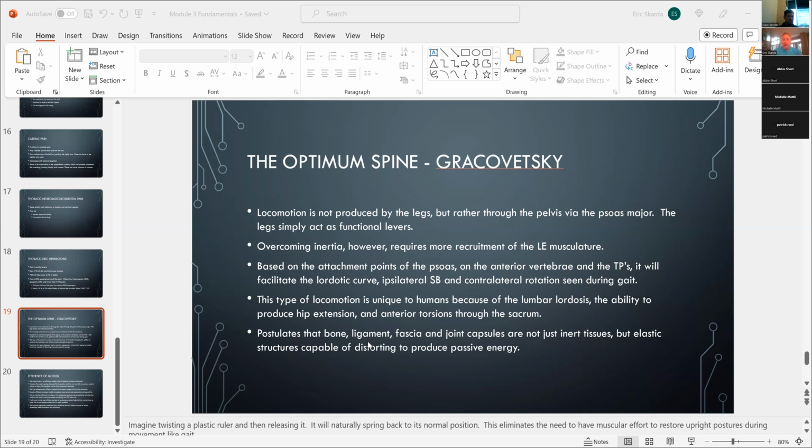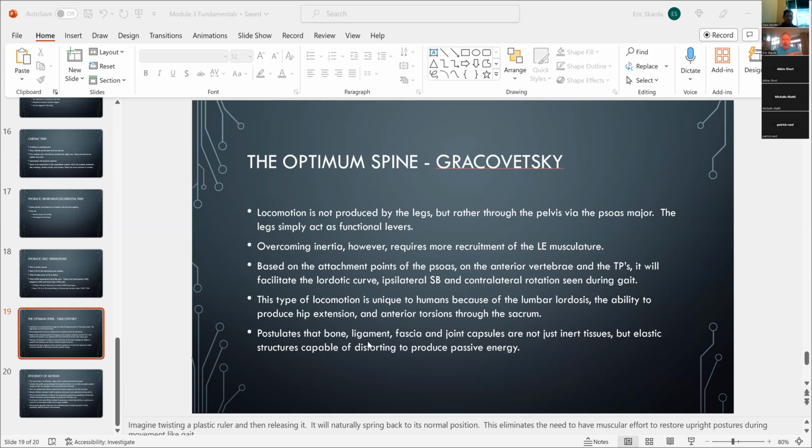Very efficient, and it's unique to humans because of the ability to get into a lumbar lordosis, the ability to get into hip extension, and the ability to produce what they call an anterior torsion of the sacrum. That's something that we won't be touching on, at least not in this course. Something we'll get into in the advanced lower module, which I think is 5. I can never remember if it's 5 or 6. I think it's 5, but those are three very unique mechanisms to human locomotion. We wouldn't be able to do this without those mechanisms, but it's super efficient.